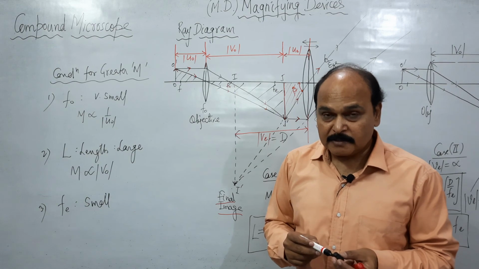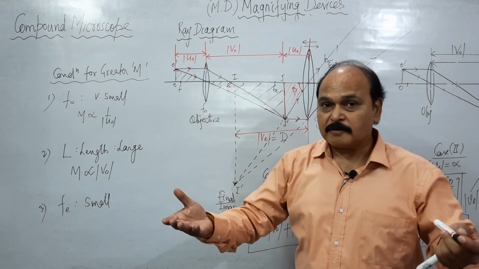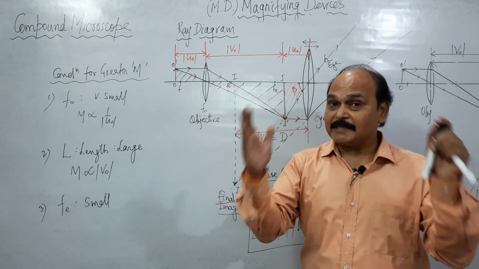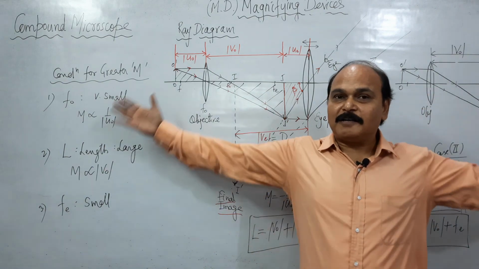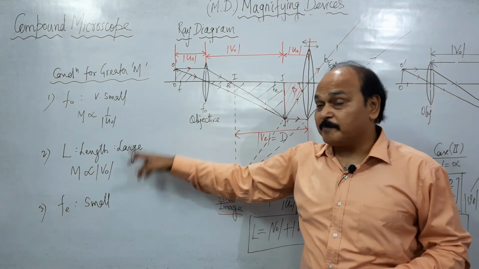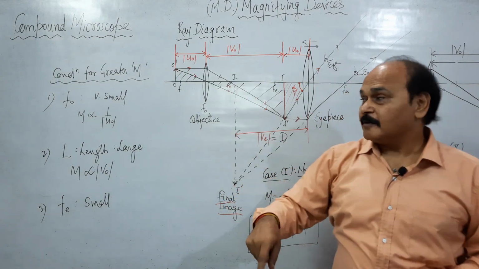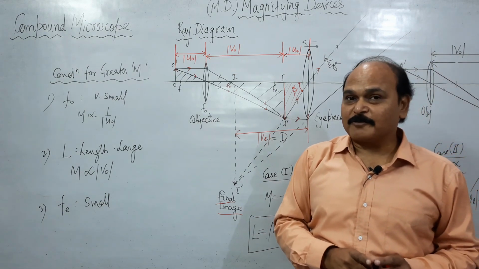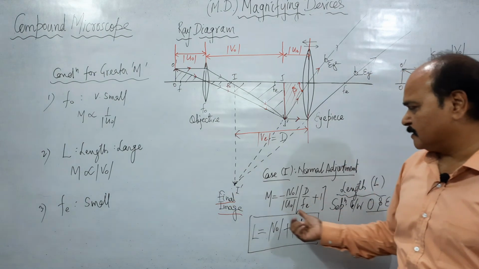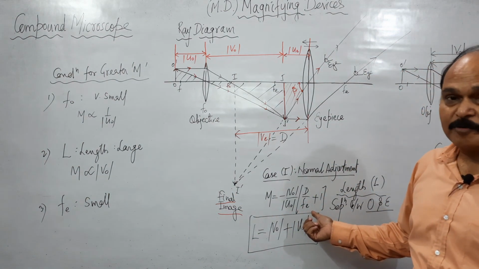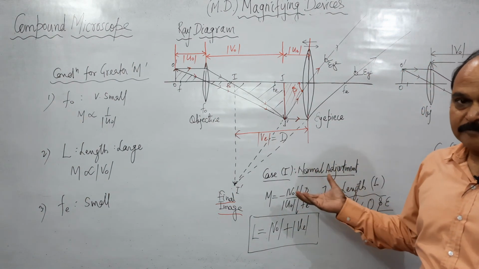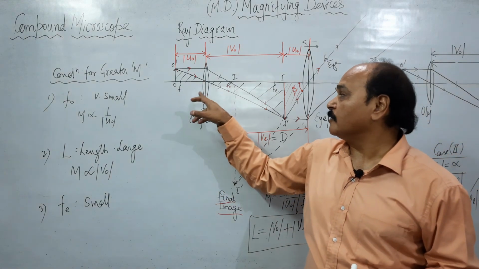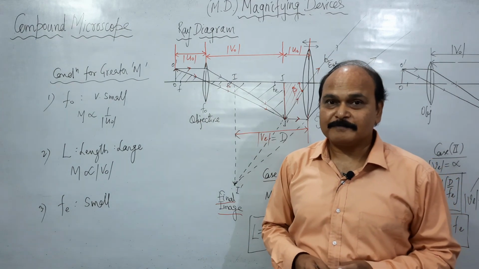So how much greater can be the value of V naught? It all depends upon the length of microscope. Greater is the length of microscope, greater is the V naught that can be accommodated, and greater is the value of V naught, greater is going to be M, the magnification of microscope. And the third condition is obvious from the relation itself. This Fe lies in the denominator in the expressions, therefore, it should also be small. But the smaller of the two should be the focal length of objective lens.